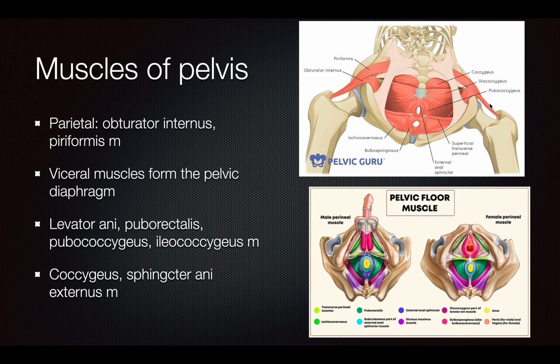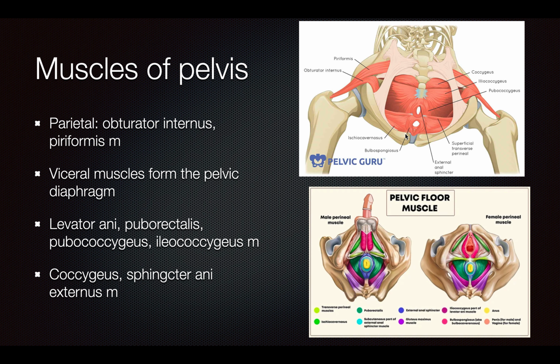The visceral muscles will form the pelvic diaphragm, and that's going to be the levator ani: the puborectalis, the pubococcygeus, and the iliococcygeus muscle. Iliococcygeus right here, and then deep to that would be the pubococcygeus, and then uppermost superior would be the coccygeus. The coccygeus, and then the sphincter ani externus, or external anal sphincter, would be right here.